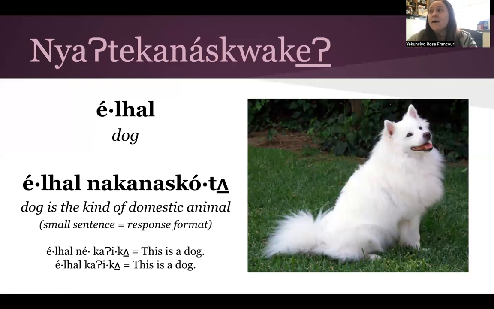Oneida is very description and verb based, or action oriented. And that's how we make new words. So you just think about what it does, and that's how you make the new word. So ale hall is a dog. Ale hall nagana squoda is how you can use it in a sentence. Dog is this kind of domestic animal. Or you could say ale hall ne gaig, this is a dog, or ale hall gaig.